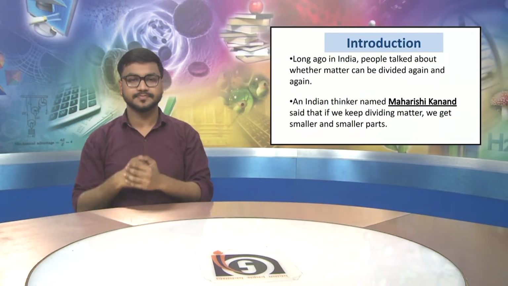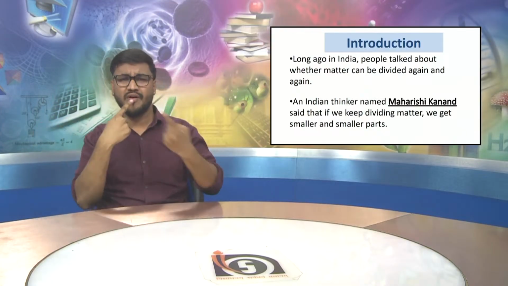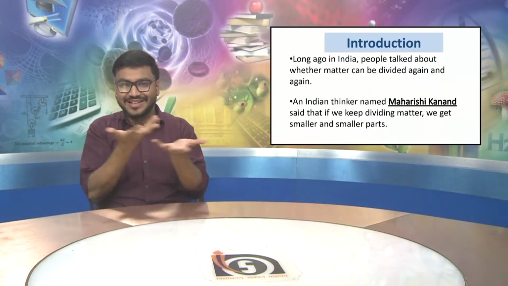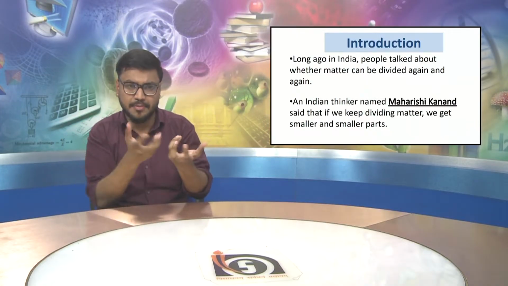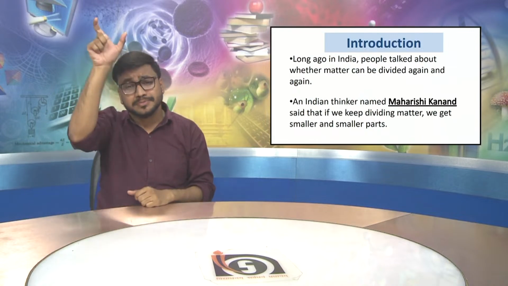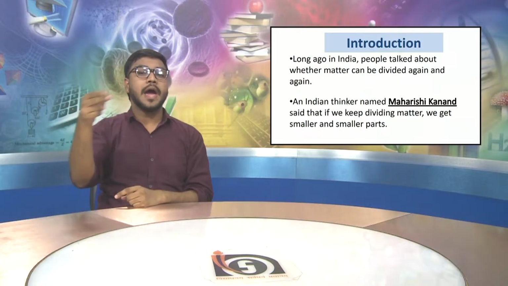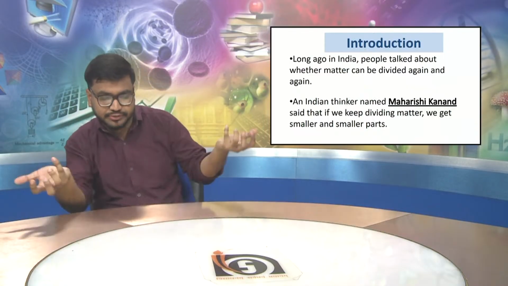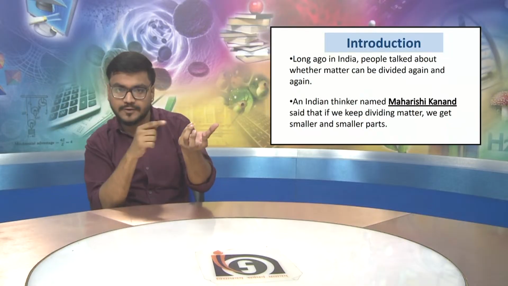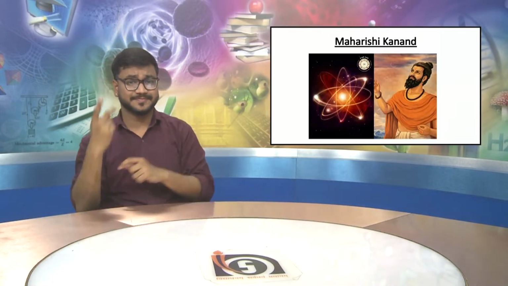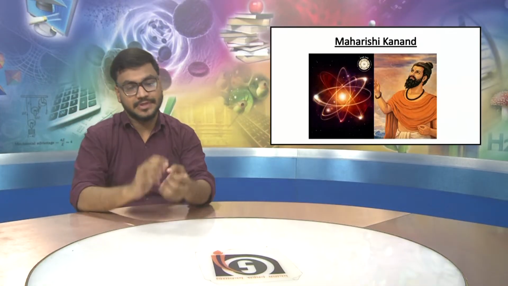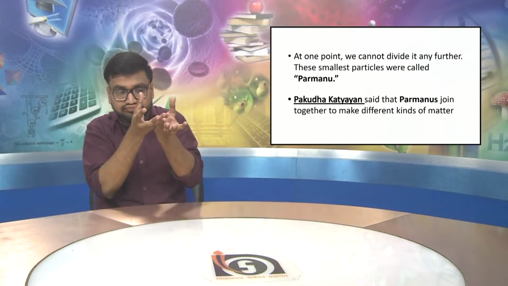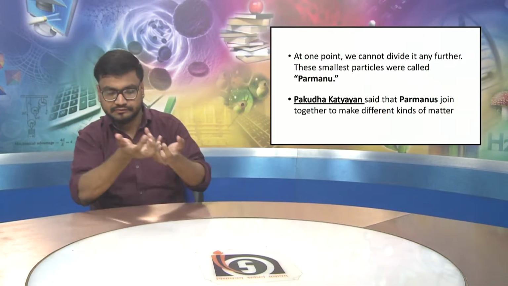Introduction. Long ago in India, people talked about whether matter can be divided again and again. An Indian thinker named Maharishi Kanad said that if we keep dividing matter, we get smaller and smaller parts of it. There is a picture showing Maharishi Kanad. He said that at one point we cannot divide it any further.